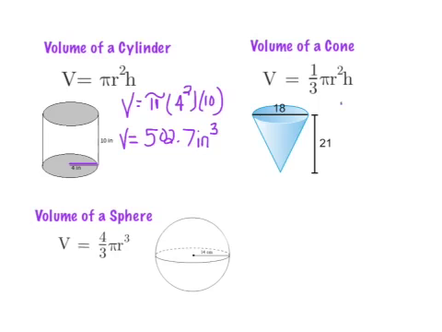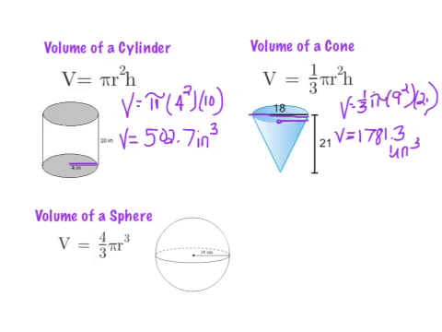For the cone, remember the cone is 1/3 of a cylinder, so I need to multiply 1/3 times pi times my radius. Now we have to be careful. If I'm given the line that goes all the way across, that is the diameter. A radius is half of a diameter, so my radius is going to be 9. 9 squared times my height of 21. Plug it all into the calculator. And again, I'm going to round to the nearest tenth, so it's going to be 1,781.3 units cubed.